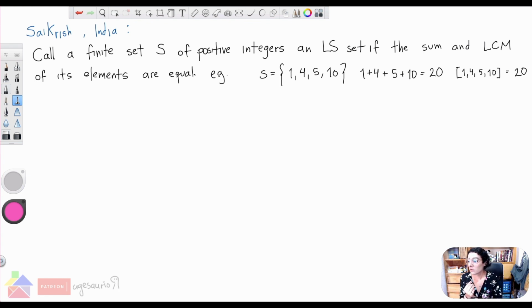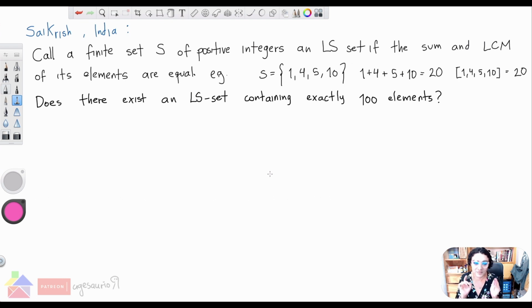Okay, so I'm going to try to walk you through my thought process, just in case that helps. This is a yes or no question, right? The question is, does there exist an LS set containing exactly 100 elements? Even if it's the kind of exam where you would have to explain your answer, the basic question is simply yes or no, right?